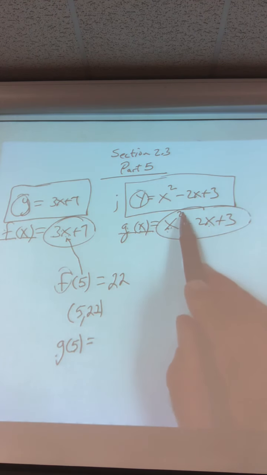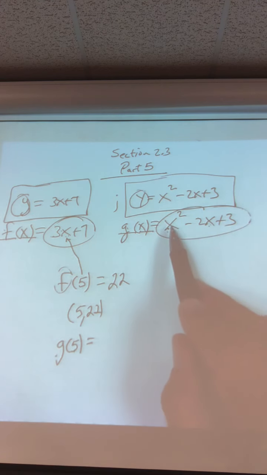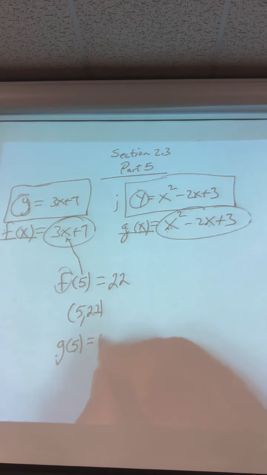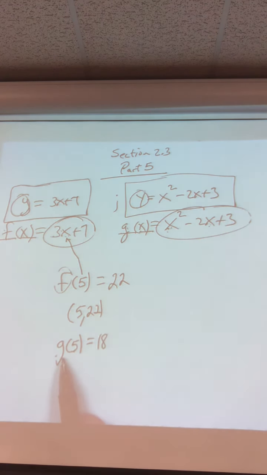So 5 squared is 25. 2 times 5 is 10. So 25 minus 10 is 15. And 15 plus 3 is 18. So when we read this, we would say G of 5 equals 18.